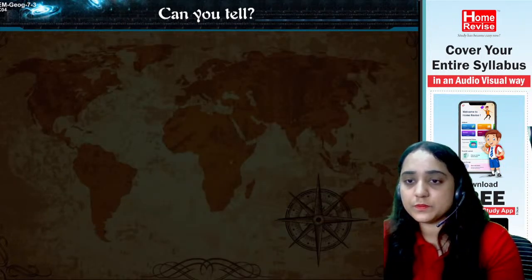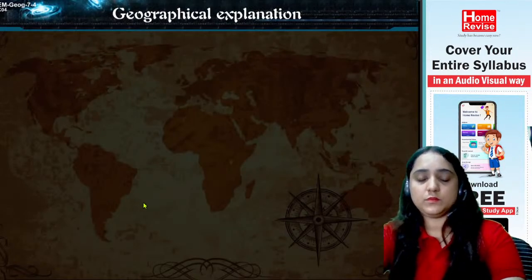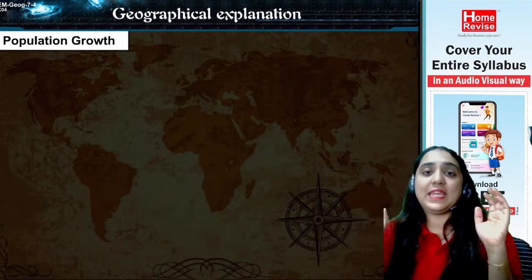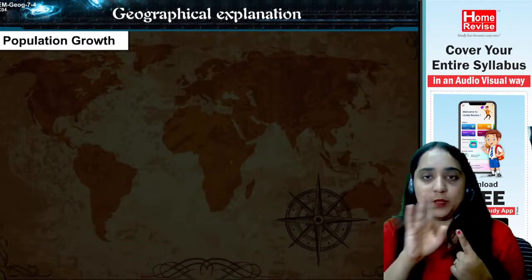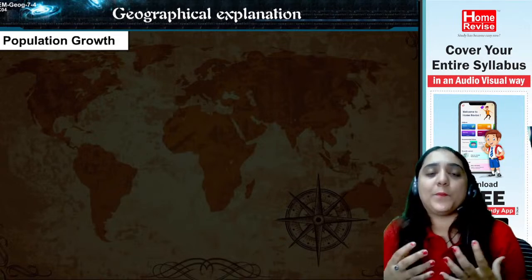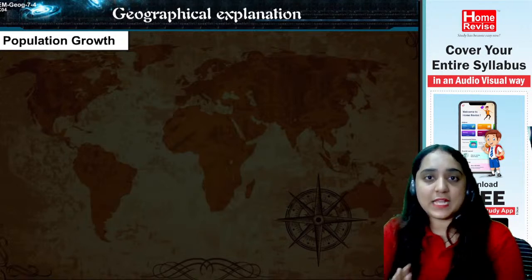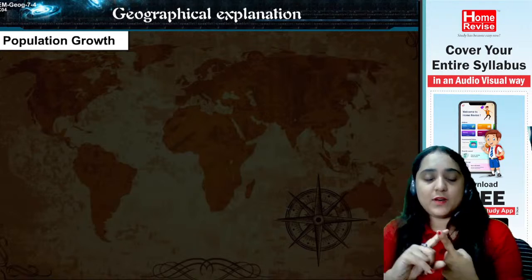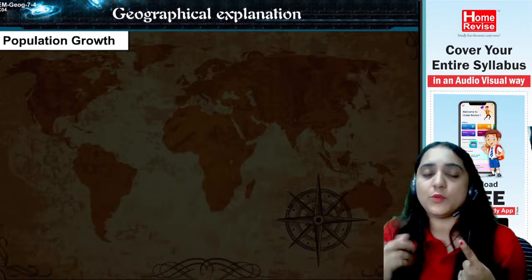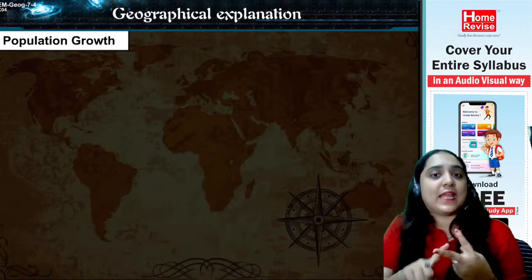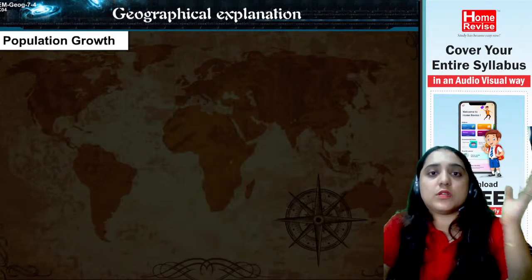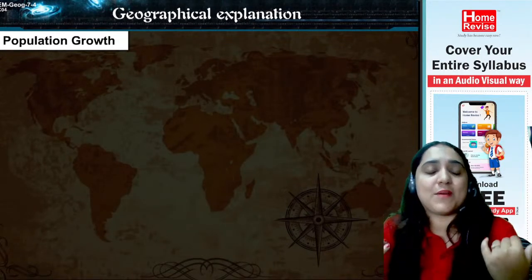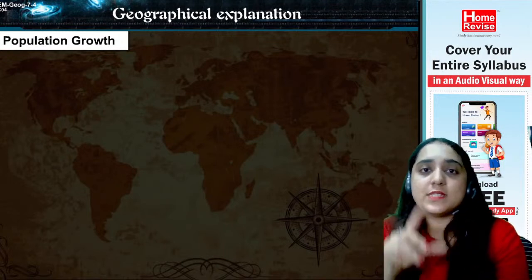Let's study this table. Geographical explanation. Population growth. While studying about population, we kept 4 things in mind, one of which was population growth. Now, how can a population grow? See, in the same way we have seen in the previous table that 2 times we added the number of people. First, when there was a birth, whenever there is a birth, we have to add it, and whenever there is a migration of people from outside to your city, if somebody is migrating from outside to a particular city, we have to add it.